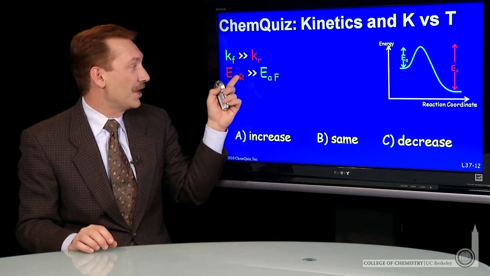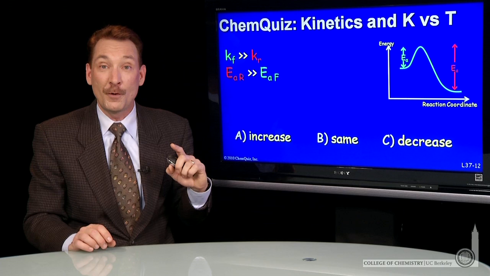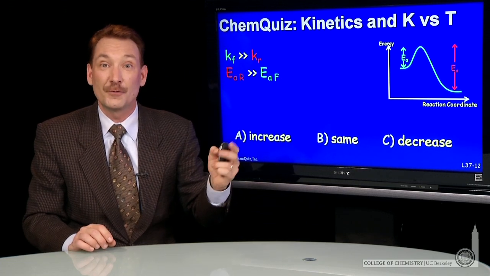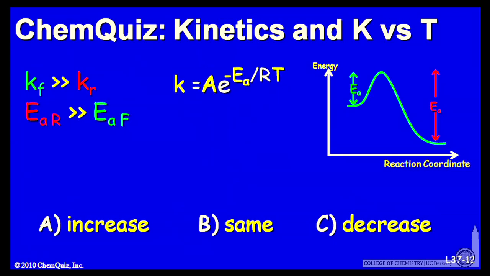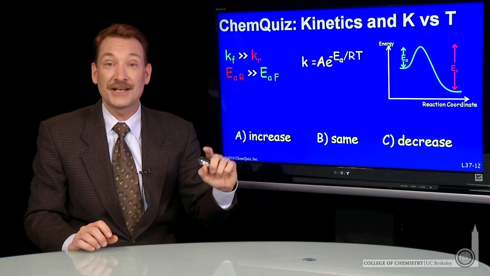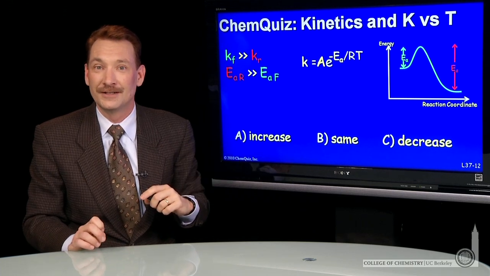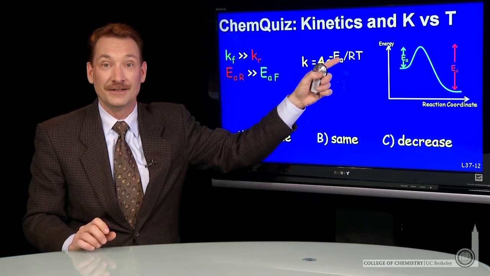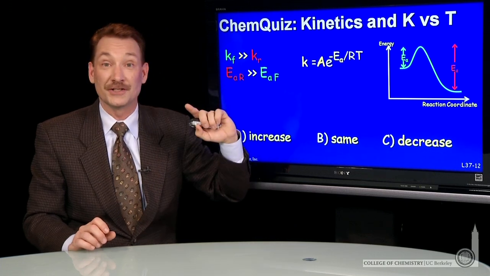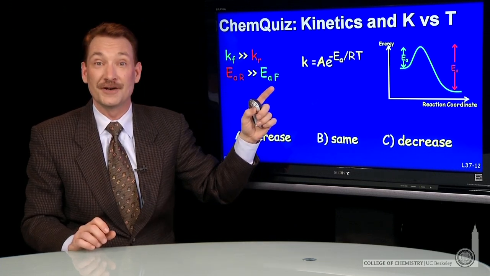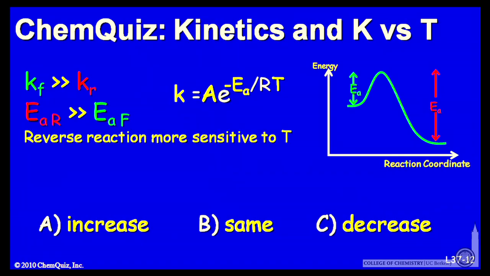Now, if the reverse activation energy is greater than the forward activation energy, how does that affect how the rate constants vary with temperature? Well, the rate constants vary with temperature by this expression here. It's exponential in the temperature, but it depends on the activation energy. The larger the activation energy, the more sensitive the rate constant is to a change in temperature. So for a large activation energy, K changes a lot with a small change in temperature, but for a smaller activation energy, the change isn't as large. So what we find is the reverse reaction is more sensitive to temperature because of its larger activation energy.